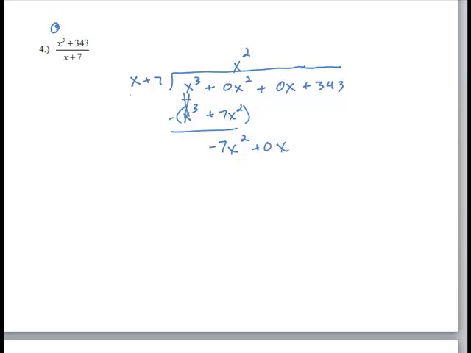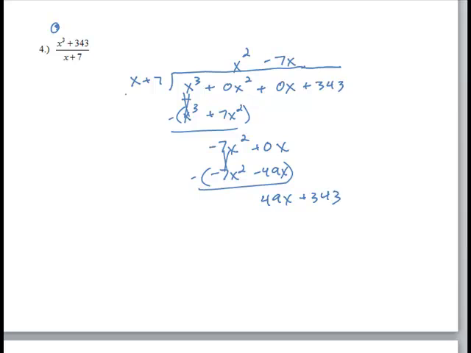We need to multiply x by a negative 7x in order to get negative 7x squared, so that goes above the 0x. Multiply it by the x plus 7 out in front, negative 7x times x, negative 7x squared, negative 7x times 7, negative 49x. And subtract. The first column should cancel out. They do. 0 minus a negative 49x becomes a positive 49x. Bring down the next term, positive 343, and do it again.